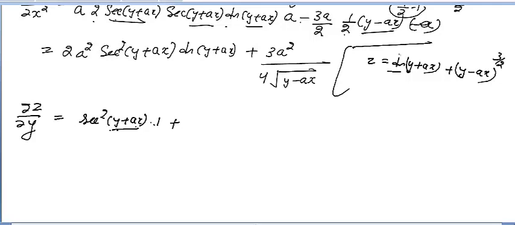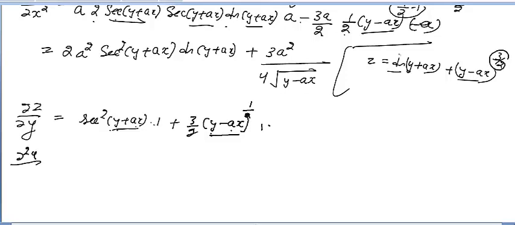Now see the derivative of this, again u raised to power n. So 3 by 2 is here, (y minus ax) whole raised to power 3 by 2 minus 1, 1 by 2. And derivative of y minus ax again, it is 1 only, because y is variable, x is constant. Okay, so this is the first derivative. Now I will find the double derivative with respect to y.